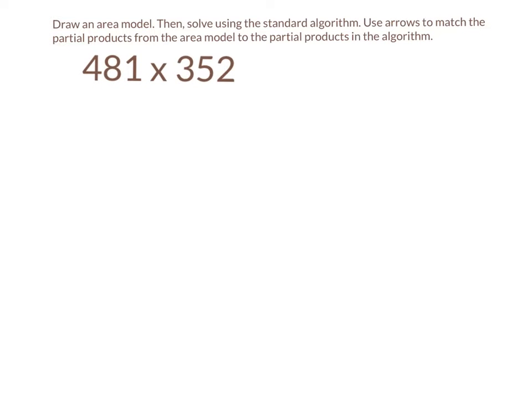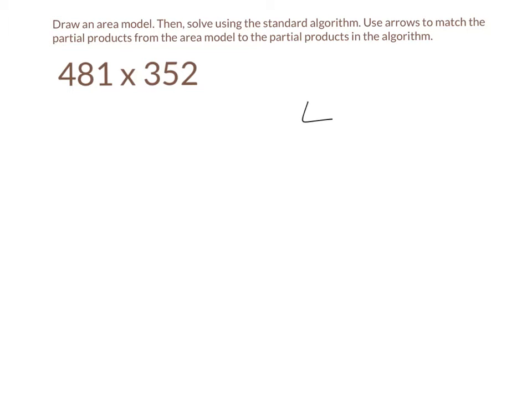So go ahead and let's first copy this problem into our math notebooks. 481 times 352. And today let's reverse it. We usually do area model first, but today let's do standard algorithm first. Okay? So go ahead and write it 481 times 352.